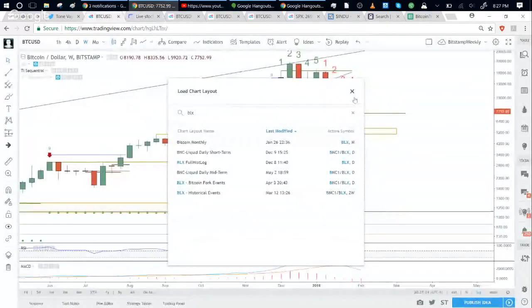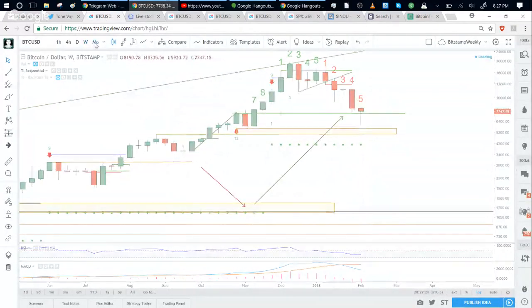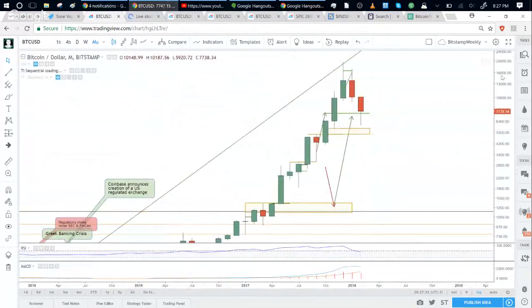Monthly might take a minute. So what can I do here? I can turn this to monthly. Maybe that would be quicker, but I doubt it. Yeah, that was quicker.